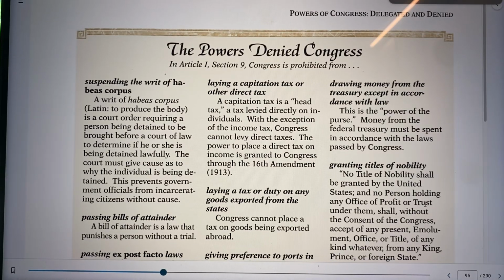So Congress, in laying a capitation tax or a direct tax, and this comes at that time. A capitation tax is a head tax, a tax levied directly on individuals. So with the exception of the income tax, which is in Amendment 16, Congress cannot levy direct taxes on people. The power to place a direct tax on income is granted to Congress only through the 16th Amendment, the income tax in 1913.